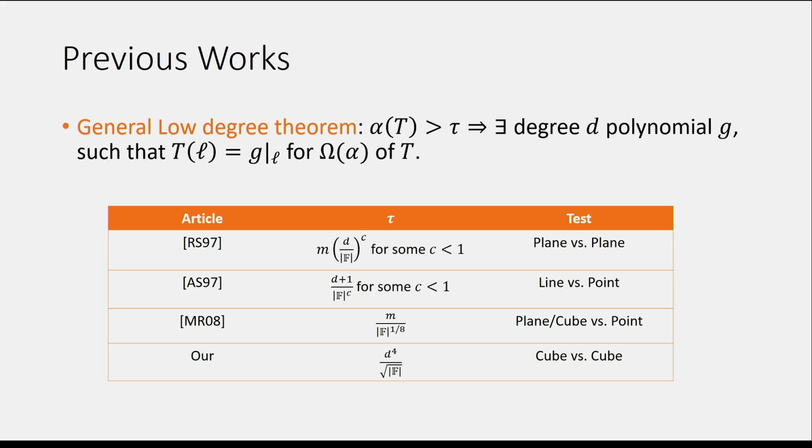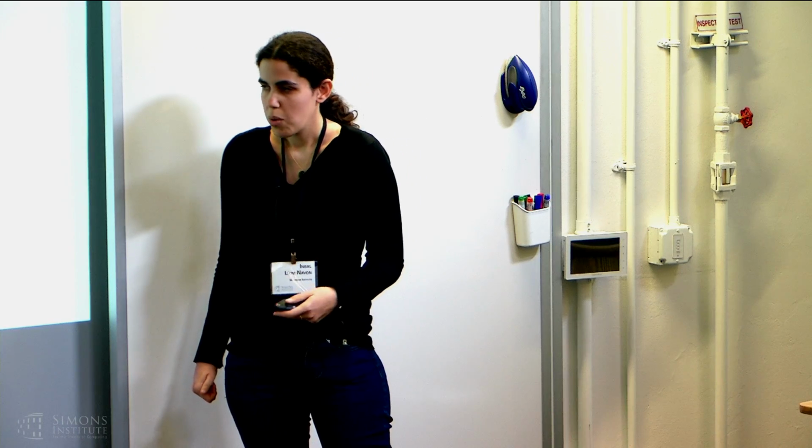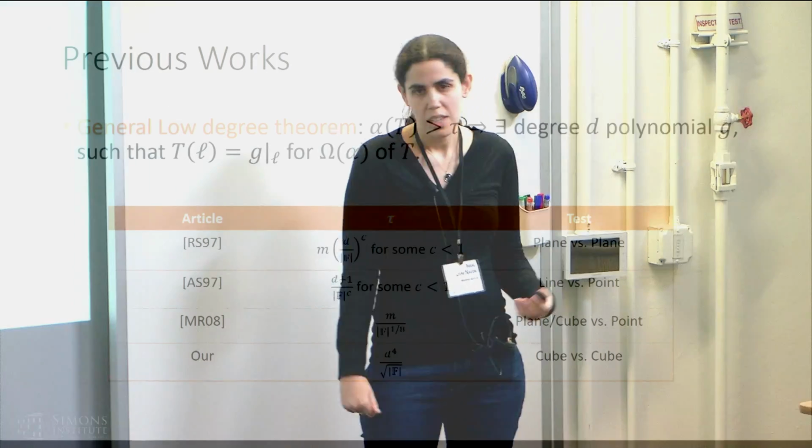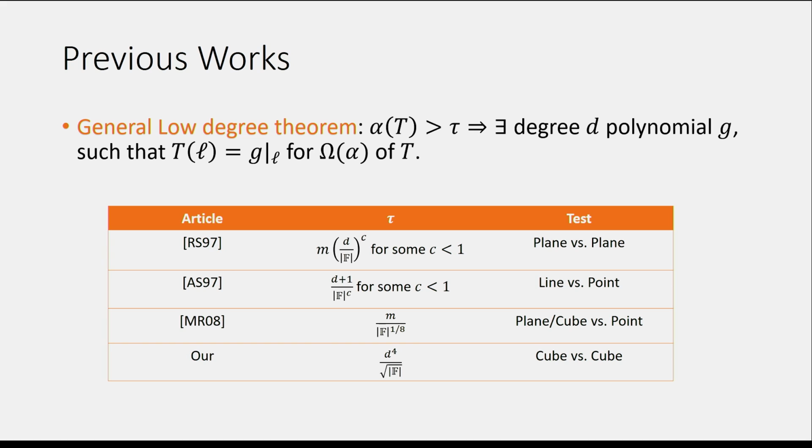In our work, we analyzed the cube versus cube test. So our table has to be now a table of cubes, which are dimension 3 affine subspaces. And the threshold we got was 1 over the square root of the field size, which is much lower than was previously known, but still it is not 1 over the field size. So we have this factor of square root that we can't get rid of.